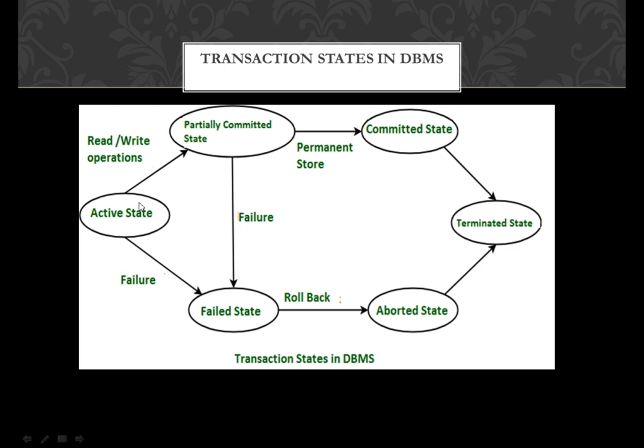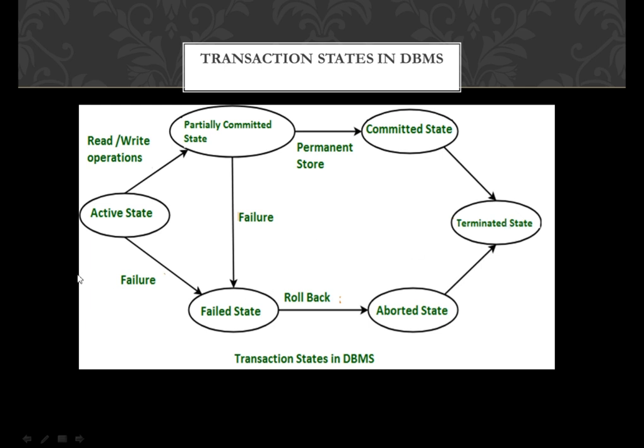Now we see the second scenario. Whenever a particular transaction is in the active state, after read and write operations, it will go to the partially committed state. But if a failure occurs, it will directly go to the fail state. After going to the fail state, it will roll back and go to the abort state. Whenever the transaction goes to the abort state, it will be directly terminated, and it will go to the terminated state. This is our second scenario.